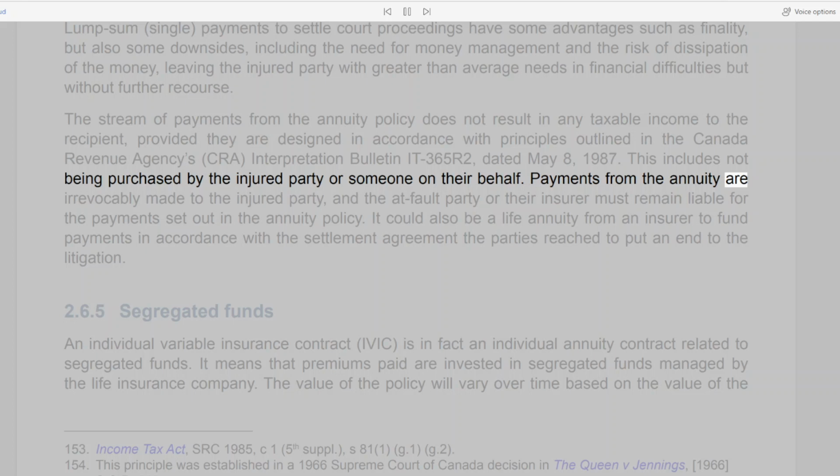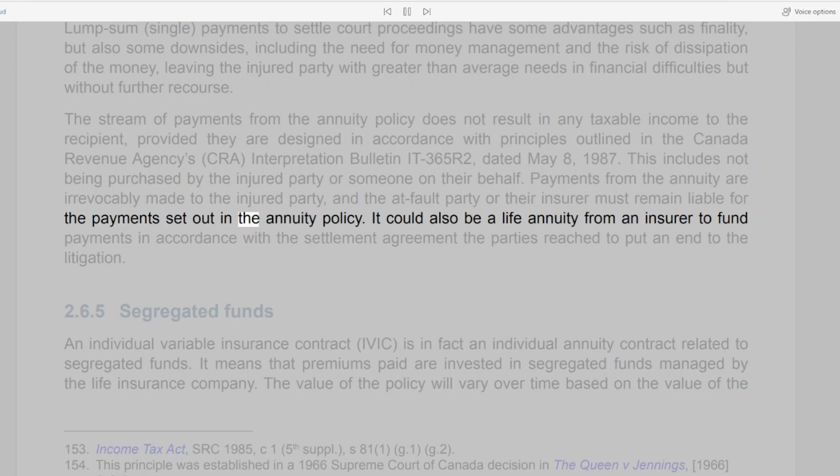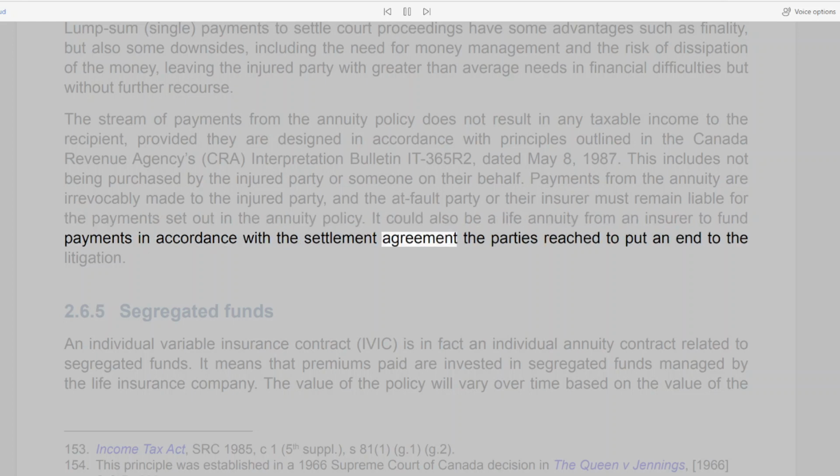Payments from the annuity are irrevocably made to the injured party, and the at-fault party or their insurer must remain liable for the payments set out in the annuity policy. It could also be a life annuity from an insurer to fund payments in accordance with the settlement agreement the parties reached to put an end to the litigation.